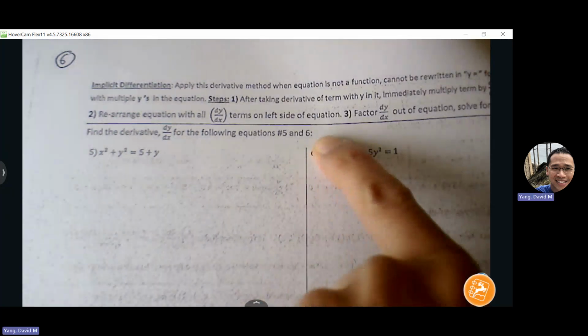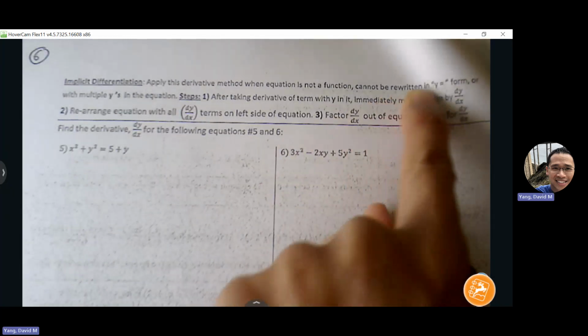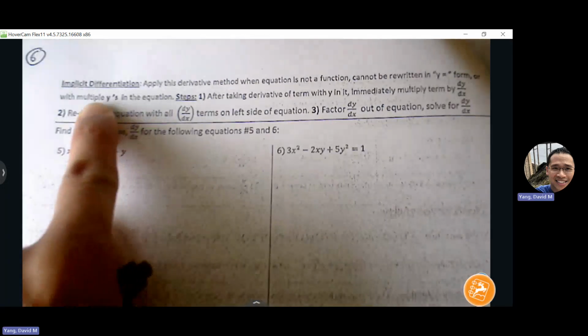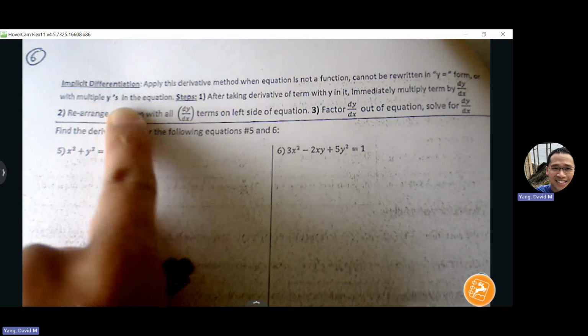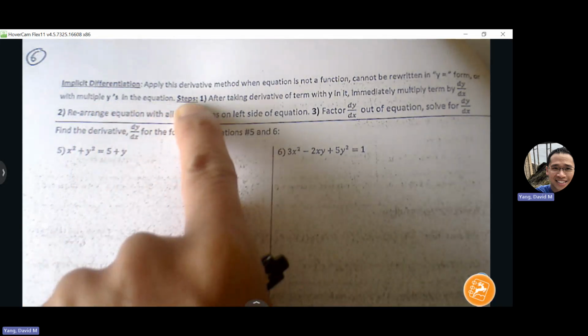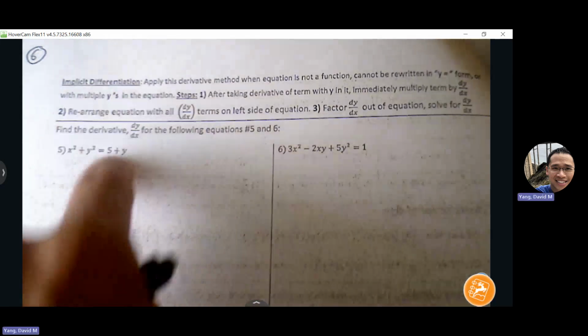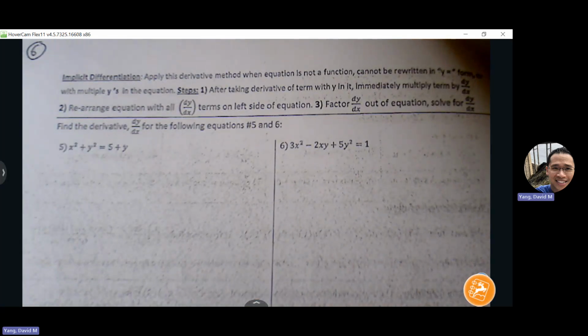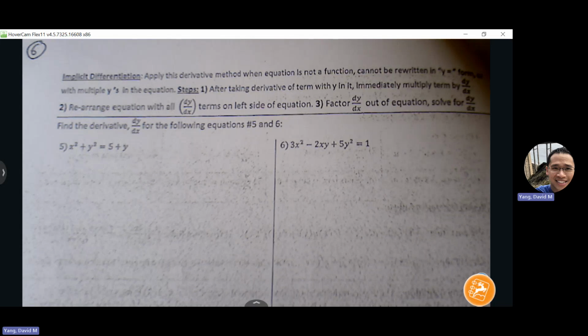So we apply this derivative process when the equation is not a function. Basically, it's not y equals and all the x's on the right side. Or you see multiple y's in the equation, or y's kind of mixed into the equation. So even though these are not functions, we can still find the derivative. We just have to find the derivative implicitly because our y equation is not explicitly defined.